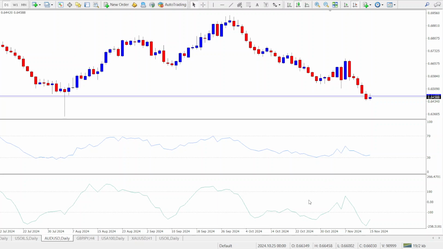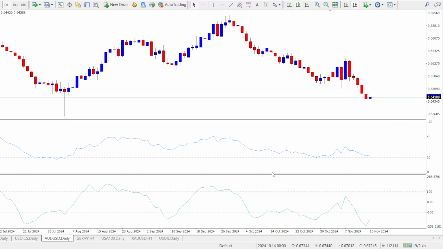As for the CCI, it is another momentum-based indicator, but it works a little differently. This CCI indicator measures the deviation of the current price from its average price over a set period. When the CCI crosses above 100, it signals strong bullish momentum. When it drops below minus 100, it suggests bearish momentum. Individually, these indicators are helpful, but when combined, they can provide powerful confirmations for your trades.